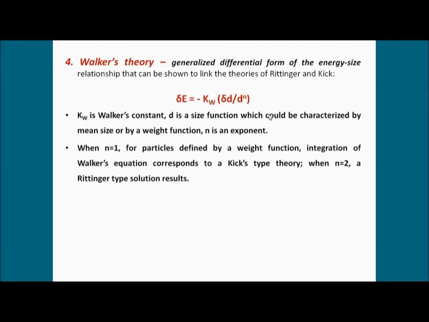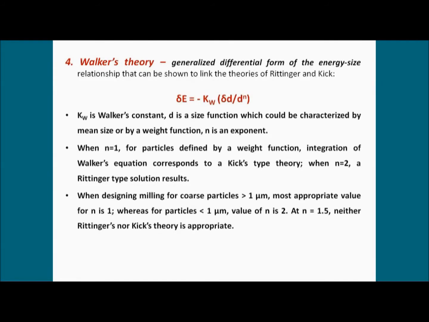Now if the value of n is 2 here, it will give a Rittinger type solution as a result. Thus a scenario will arise. So when designing the milling, or the size reduction, for coarse particles with a size of greater than 1 micrometer, the most appropriate value of n is 1 here.